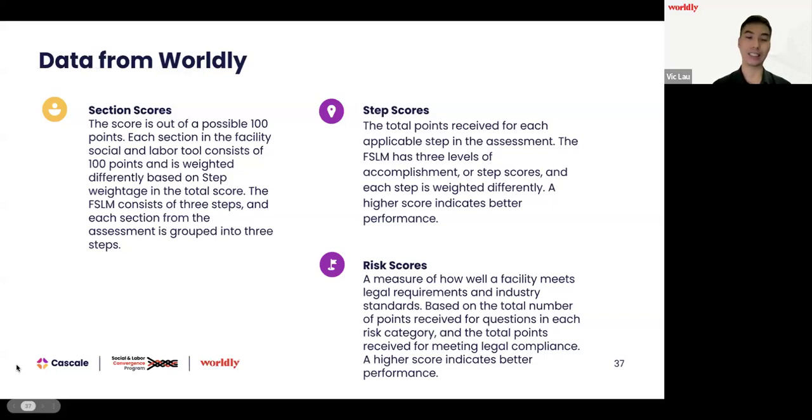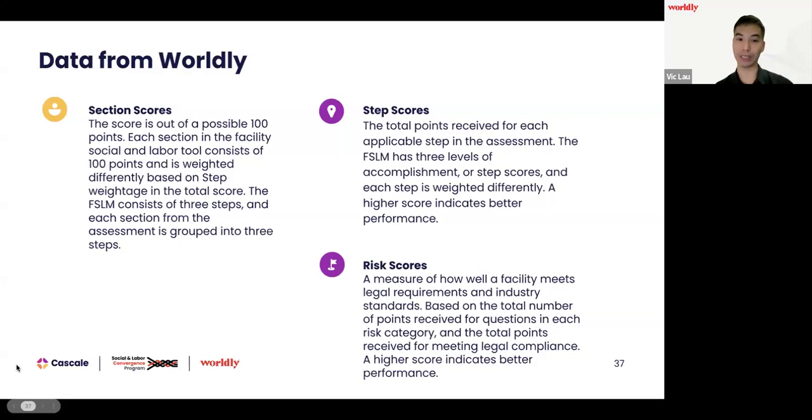The second one is the step score. For those who are already familiar with the FSLM, we understand that the questions are broken down into 3 different steps, from step 1 to 3, focusing on basic compliance and legal compliance questions, all the way to above and beyond, related to best practices. Those are not really related to legal compliance issues.